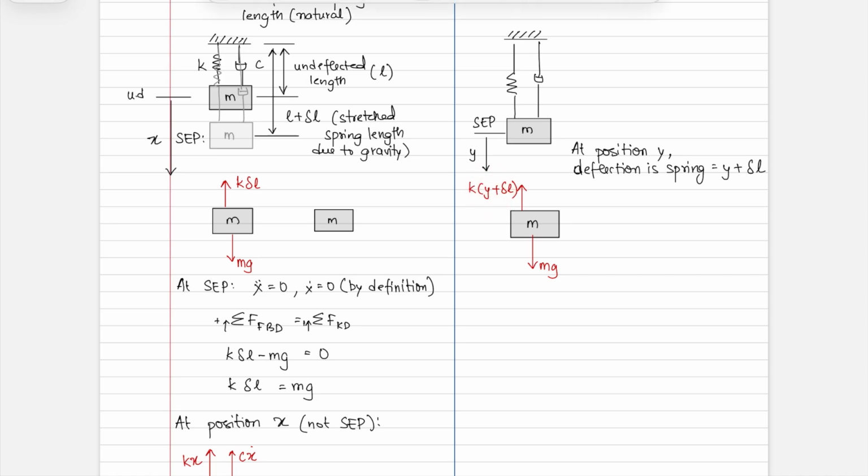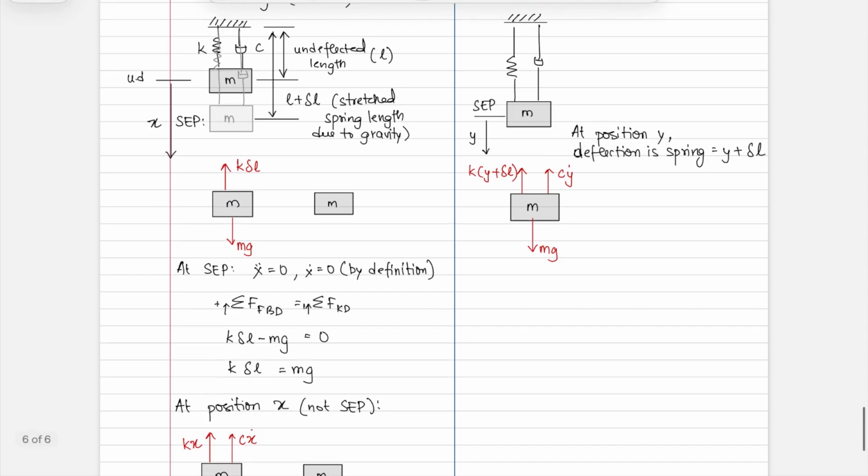And what would be the force in the damper? We'd have to differentiate this, right? So it'll be d over dt of (y plus delta L). So you get y dot, that is the velocity. And what is the differentiation of delta L? It'll be zero because delta L is a constant. At the SEP, there's a fixed length that determines how far it is from the undeflected length, and that fixed length is, as we found, delta L equals mg over k. So you have just c y dot. I hope that makes sense.